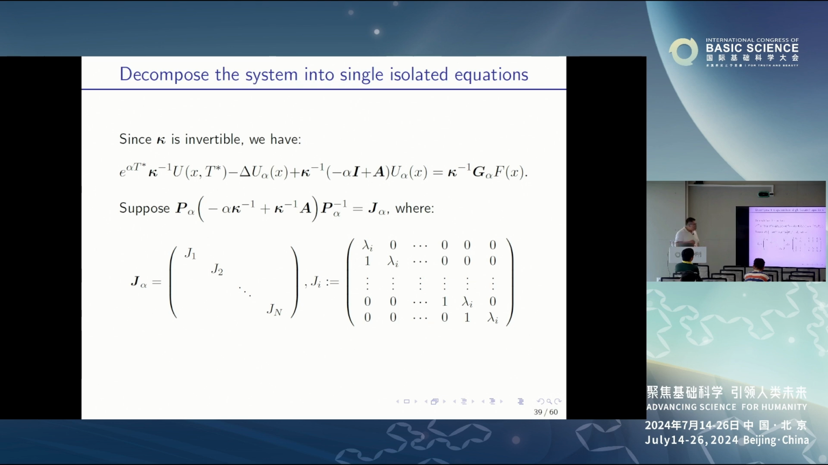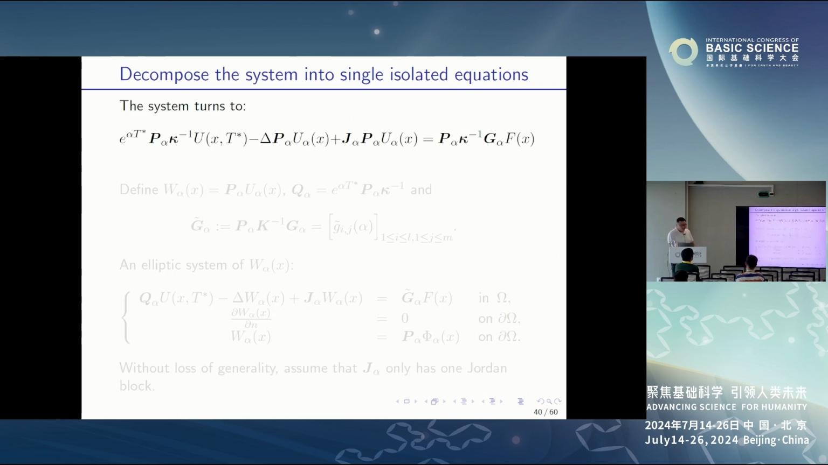So basically, one Jordan block here means we can group those pollutants together and form an isolated one. So we can solve block by block. That's basically the idea here. But a Jordan block corresponds to several pollutants. We cannot turn them into isolated ones. If we can, then we go back to the previous case. So now the system becomes like this.